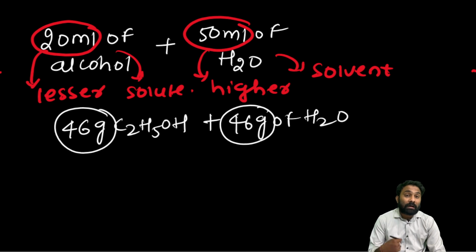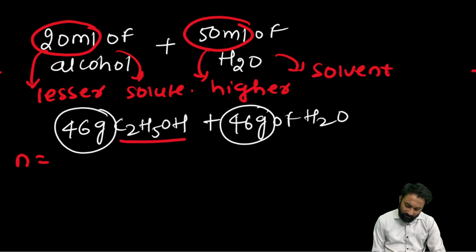We have to convert this into the number of moles. From the number of moles, we have to see the quantity. Clear? Now, this is ethanol, and they have given 46 gram. Find the moles. What is the moles formula? Given mass or given weight by molecular weight.